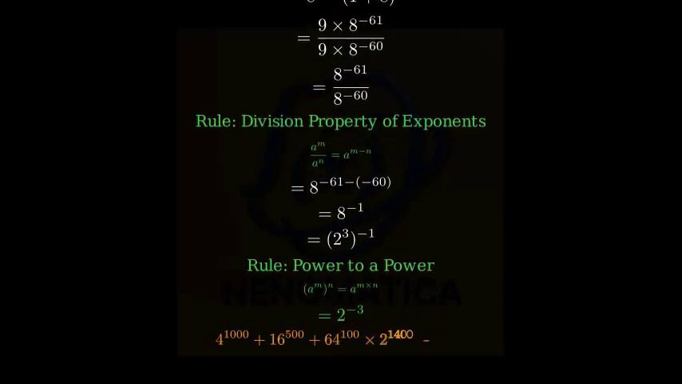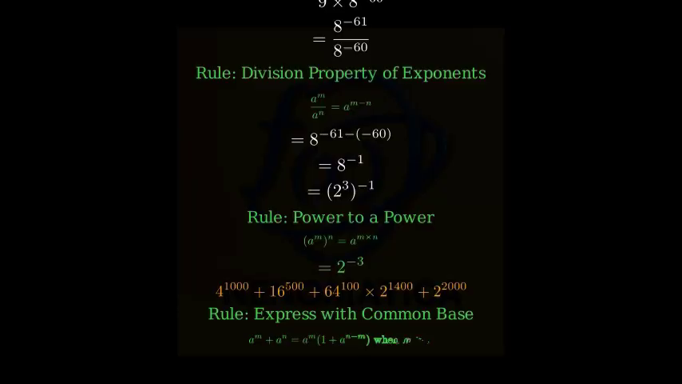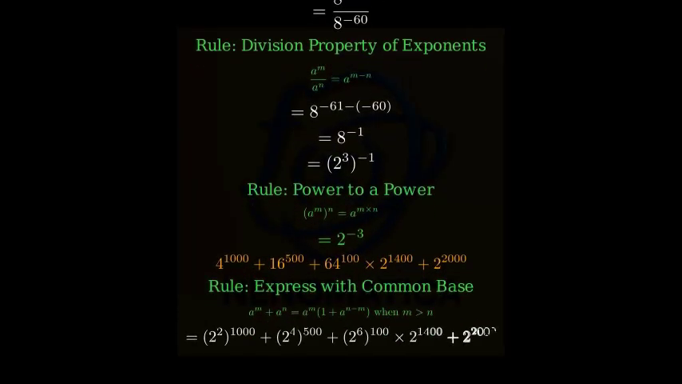Now, let's move to our second example. We want to evaluate the expression 4 to the power of 1000 plus 16 to the power of 500 plus 64 to the power of 100 times 2 to the power of 1400 plus 2 to the power of 2000. For this problem, we'll start by expressing all terms as powers of 2. First, 4 equals 2 squared, 16 equals 2 to the 4th power, and 64 equals 2 to the 6th power.